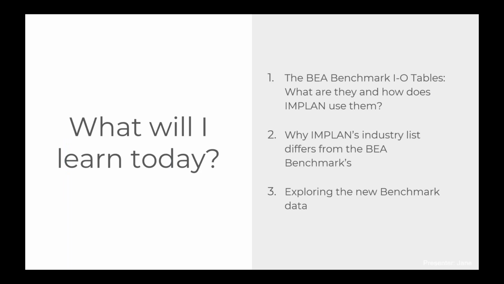So to provide a brief overview of what we're going to go over today, we'll first start with an overview of exactly what the BEA Benchmark IO tables are and how IMPLAN uses them. Then we'll discuss why IMPLAN's industry list or industry scheme differs from that of the BEA's and how we come up with our list of industries. And lastly, we will briefly foray into some of the newly released 2017 benchmark data and provide some examples to help put that data into context. So without further ado, I will go ahead and hand it over to Jenny.